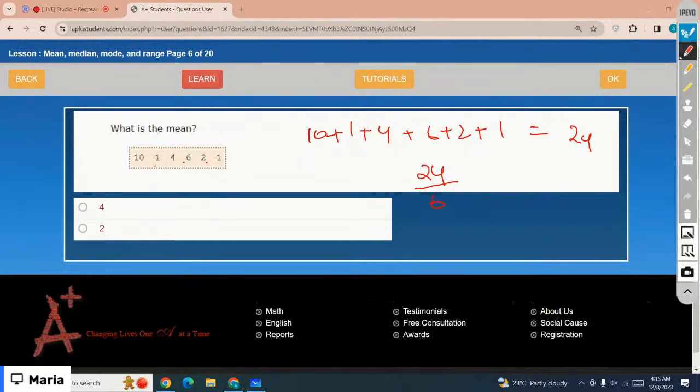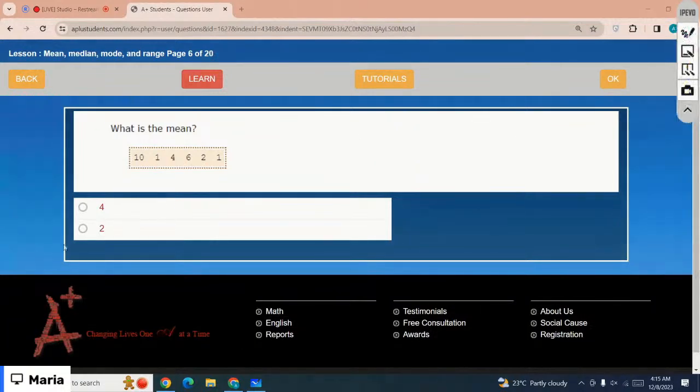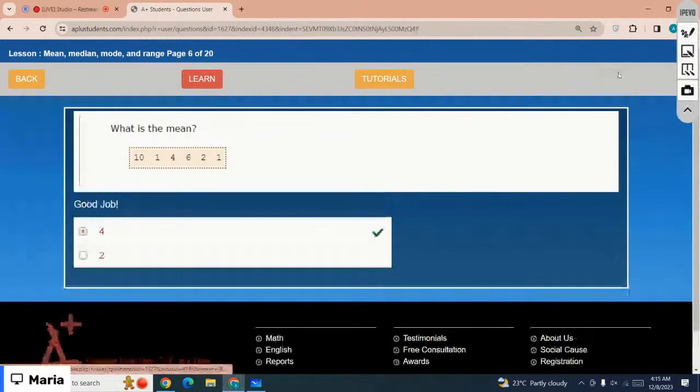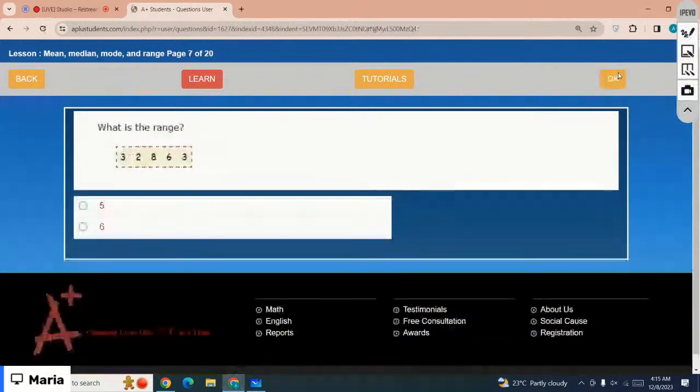The correct option is, yes, it is 4, right? 24 divided by 6 is 4, because 6 times 4 is 24. So the mean of the data is 4. Got it? The correct option is 4. Okay, what is the range of the data? How do we calculate the range? What is the range of the data?